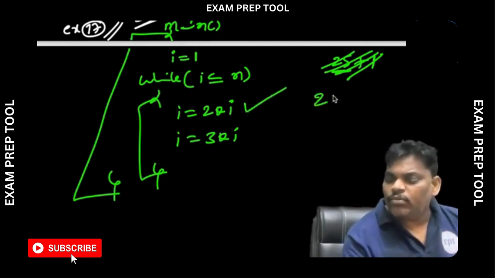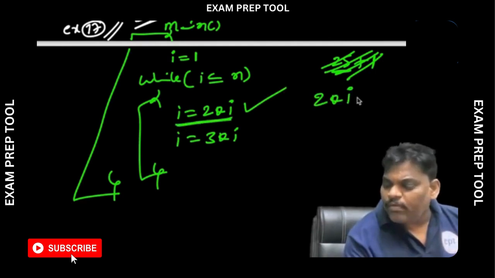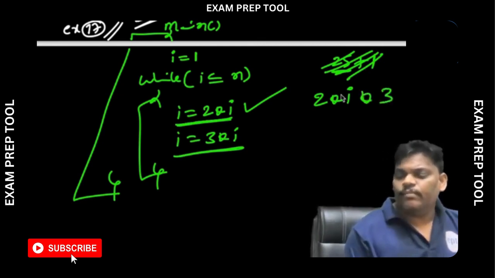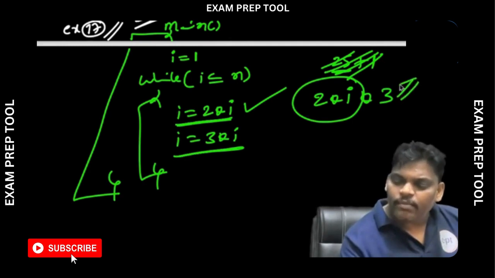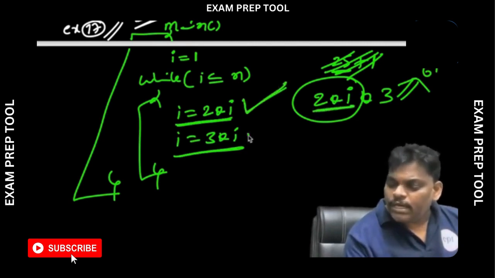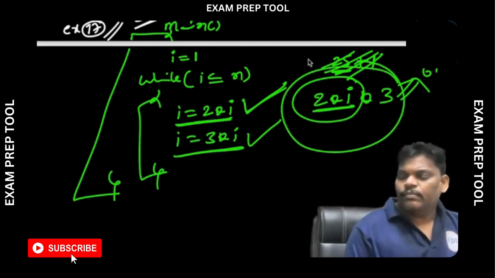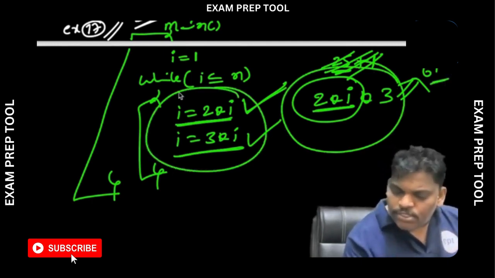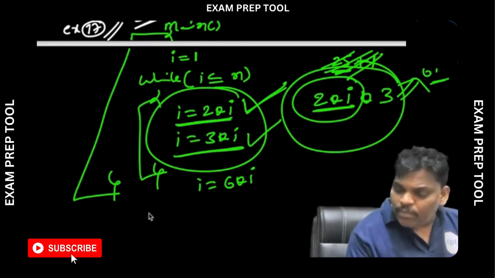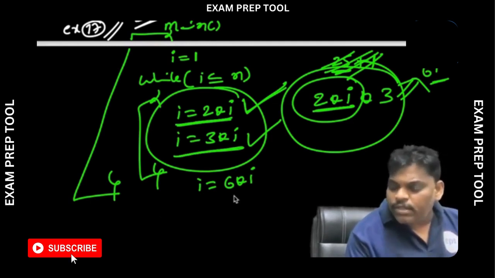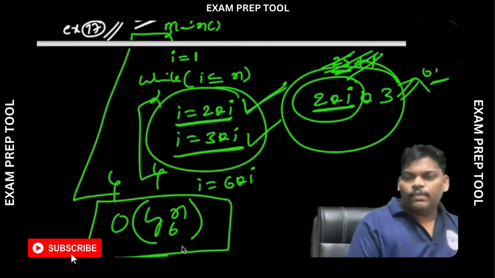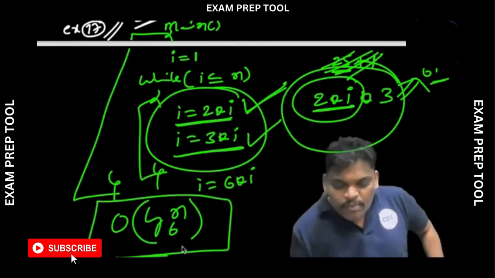After this step is over, i value becomes 2 into i. The next step says whatever you have, multiply again by 3. So this becomes 6 into i. Overall, i = 6 * i. Always multiplying by 2 gives log n base 2, by 3 gives log n base 3, by 6 gives log n base 6. So the time complexity of this program is log n base 6.